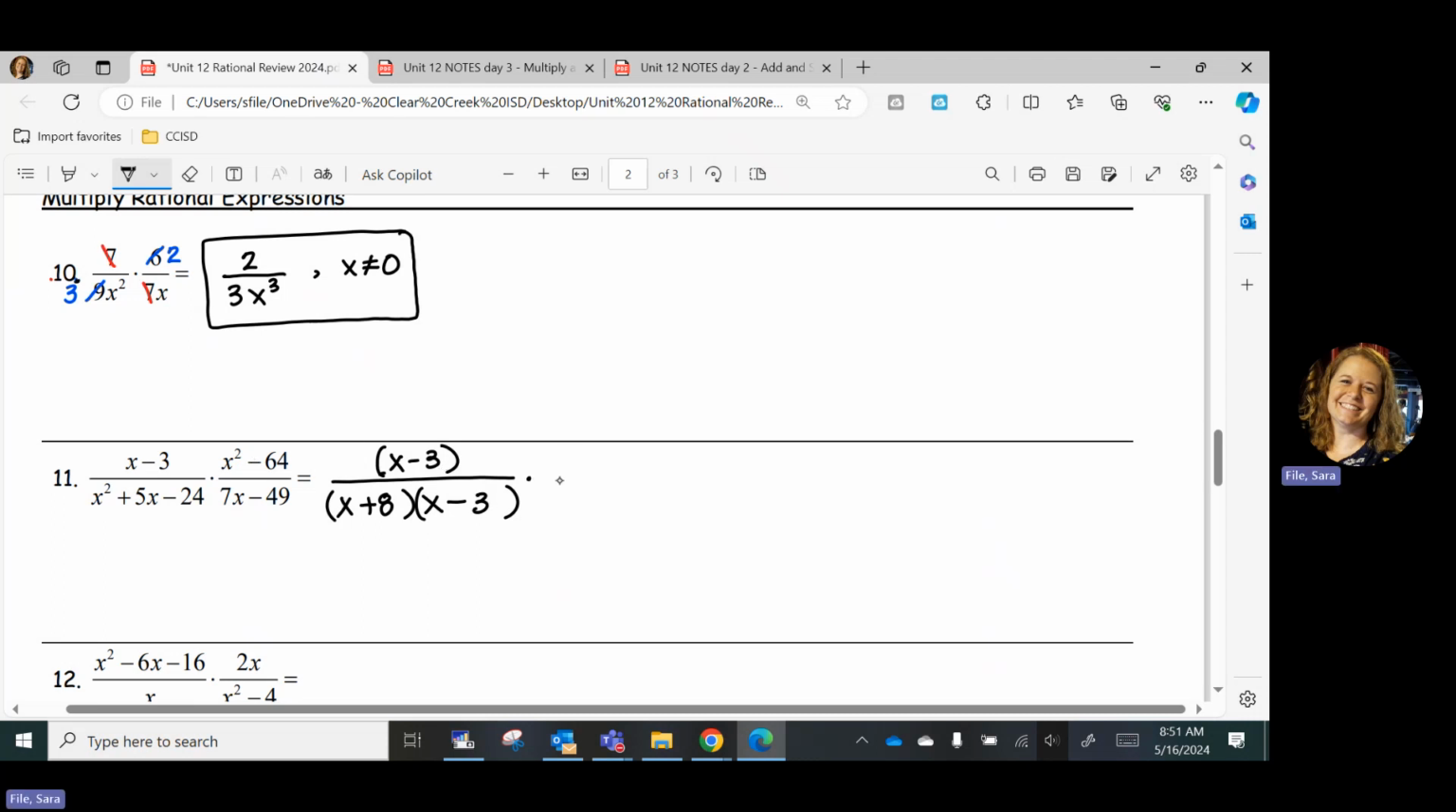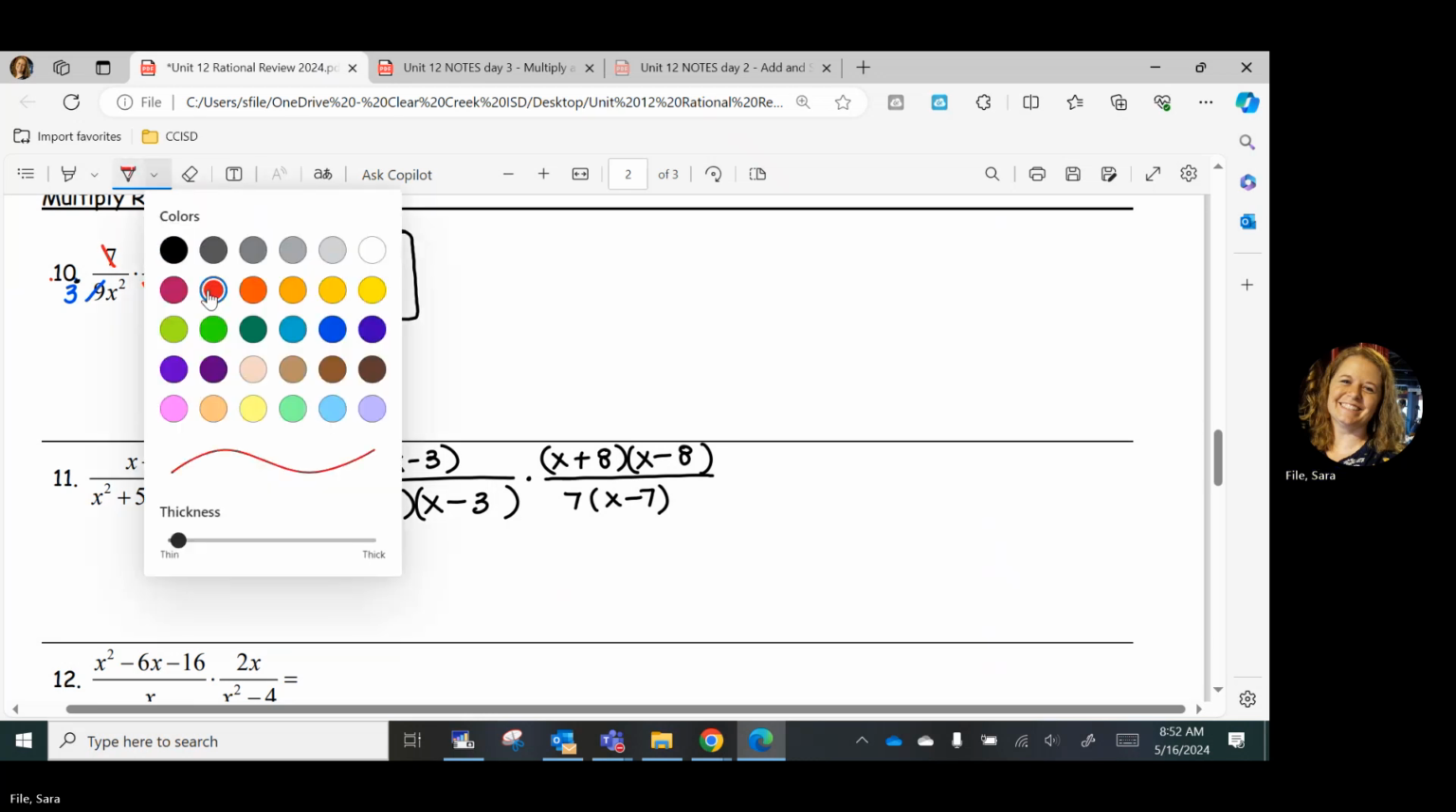Now in the second fraction, I still need to factor. In the denominator, I can factor out a GCF of 7, and that would leave me with x minus 7. And in the numerator, that's a difference of 2 squares again. That's x, and the square root of 64 is 8. So one positive and one negative. So this is where I'm at. It's all factored. Now I'm ready to reduce, if possible.